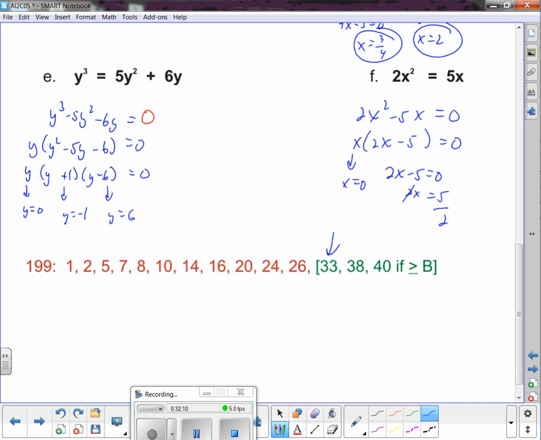Remember, the green is only for those who have a B or above in the first quarter. It's optional for everybody else. You don't have to do it if you're not in that category. B and above, you do have to do it. Stay up. Don't take a day off.